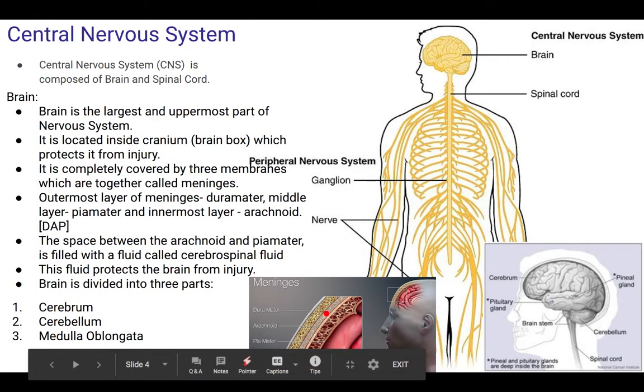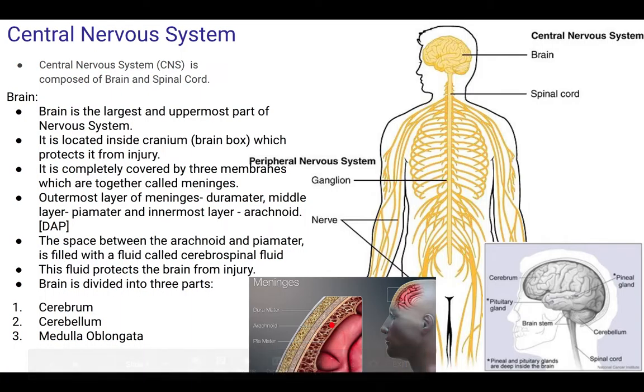The outermost is called dura mater. The middle is called arachnoid mater, and the innermost is called pia mater. So there are three membranes, and these three membranes are collectively called meninges.